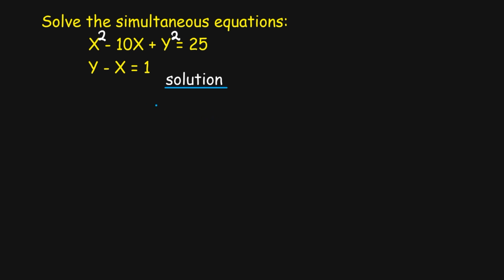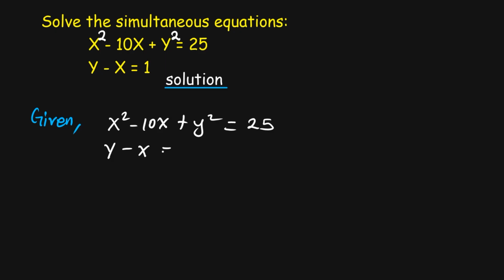Okay, let's go back to this problem. Solve the simultaneous equations x squared minus 10x plus y squared equals 25 and y minus x equals 1. So we are given x squared minus 10x plus y squared equals 25 and y minus x equals 1. And we are required to determine the values of x and the values of y.